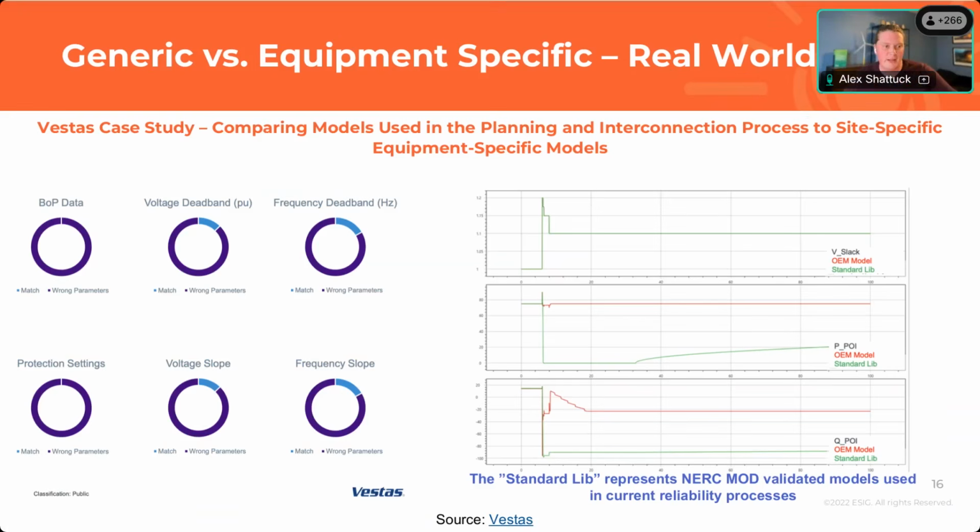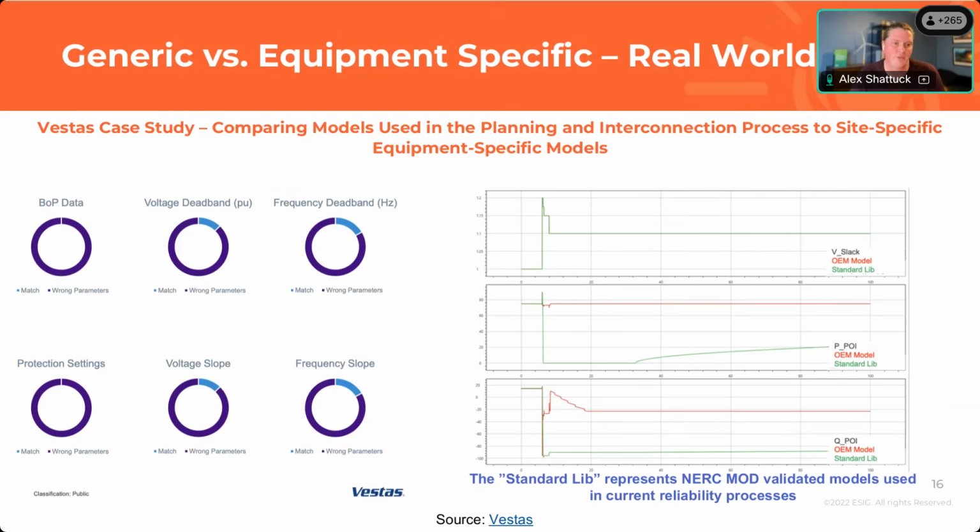Through this case study, you'll see the breakdown on the left here. So I'll quickly go through them here, but I think there was about 20 plants studied. And if you look, not a single one of those plants had matching balance of plant data. And balance of plant data is those cables, transformers, capacitor sizes, transformer taps, things like that. Not a single one of those 20 or so plants had matching values.